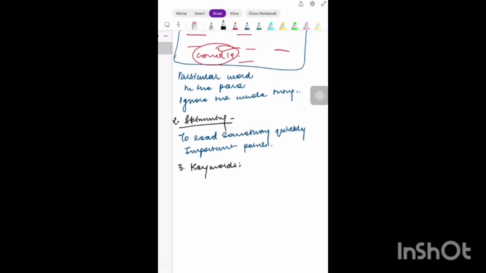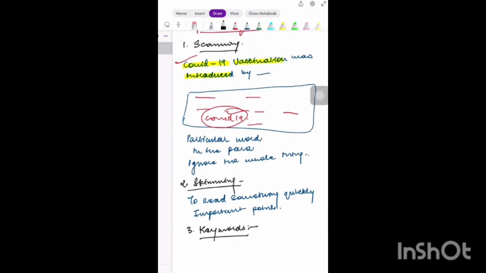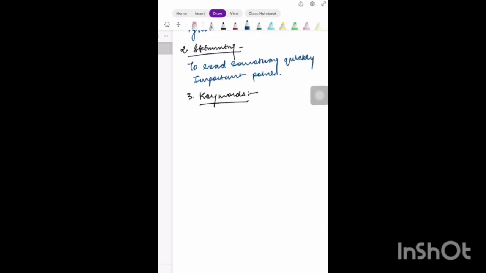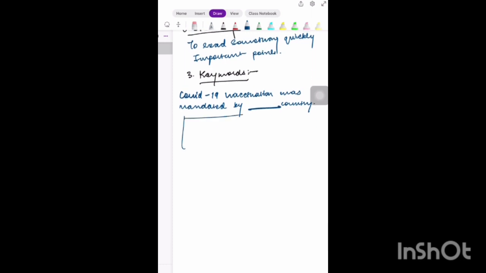Now third is keywords. Another technique is to find out the keywords. So keywords example is very well given here, that a question is asked. I'll give you another question. That a question is asked, okay, COVID-19 vaccination was mandated by which country? Now, or you can have this question like this: by dash country. So you'll have to give the name of a country from the text who had mandated the vaccination of COVID-19.